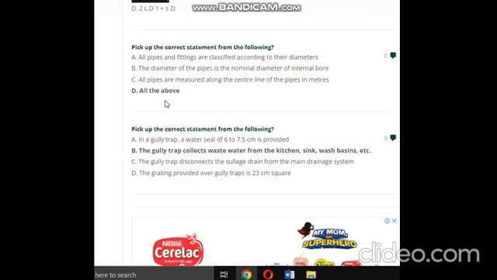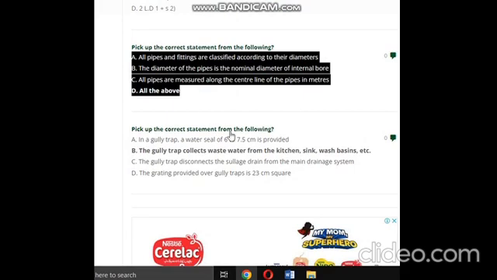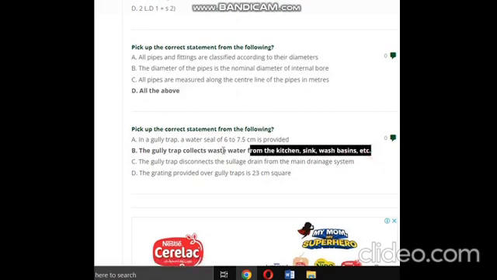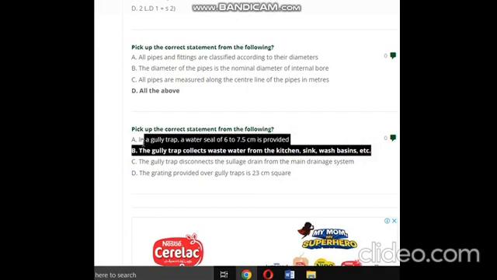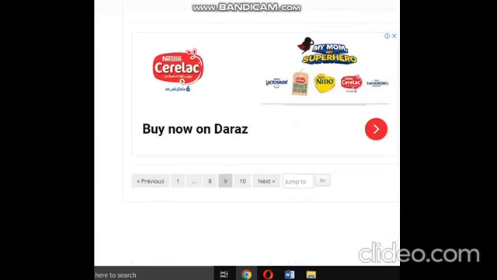Pick up the correct statement from the following. All of the above. Pick up the correct statement from the following. This was the one correct statement that came, answer number B. And the grease trap collects waste water from the kitchen sink, wash basin, etc. That is correct. Among all A, B, C, D, B is correct.